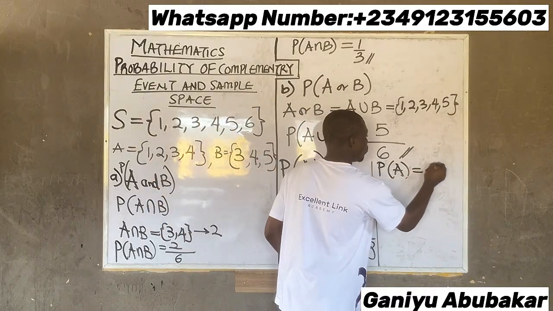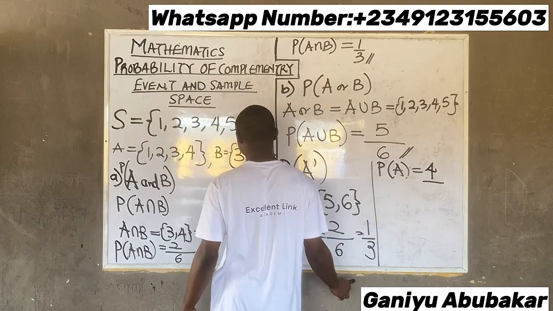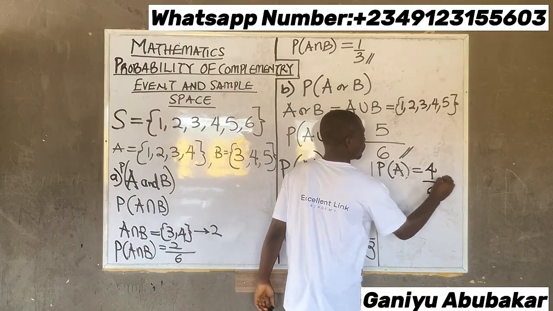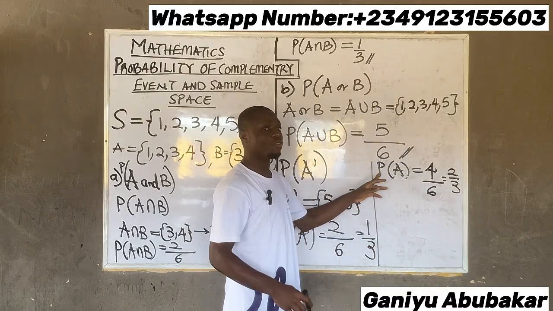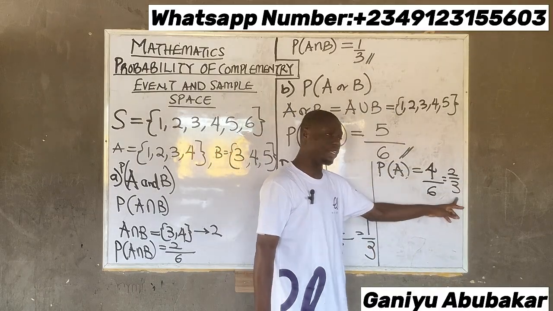That gives you 4 over what? 4 outcomes over total outcomes, which is 6. That gives you 2 over 3. So my answer, the probability of event A occurring, is 2 over 3.